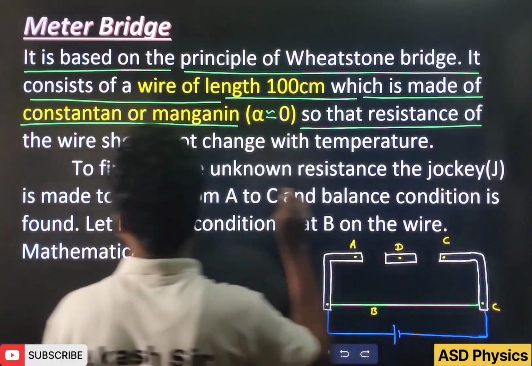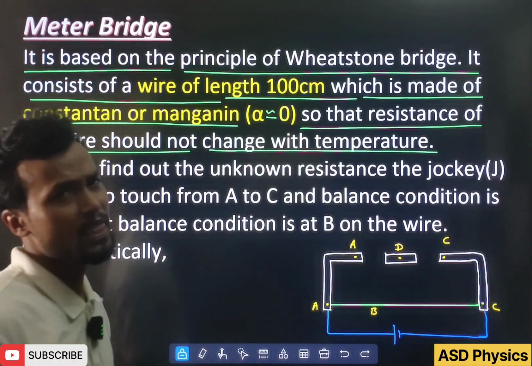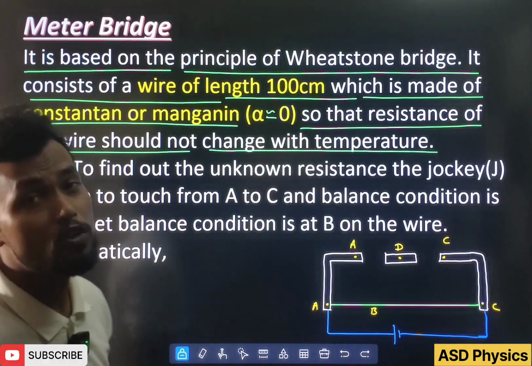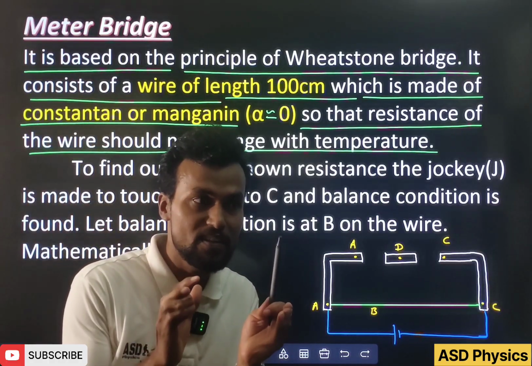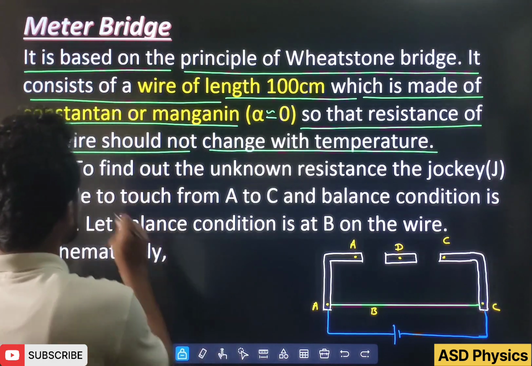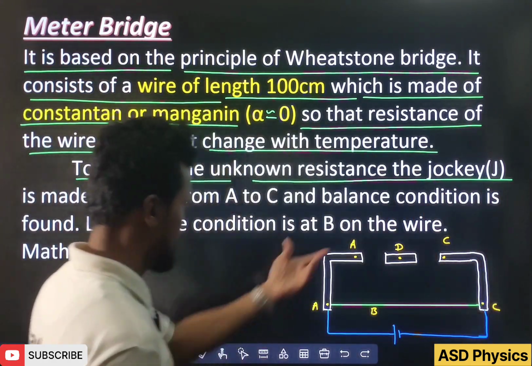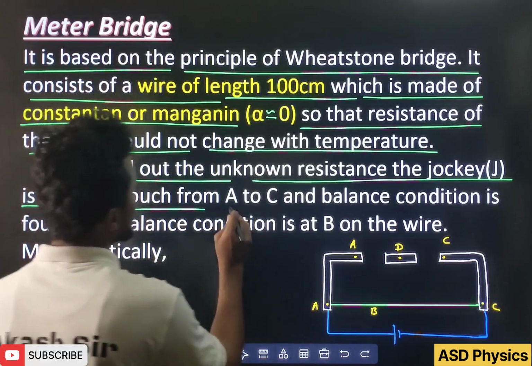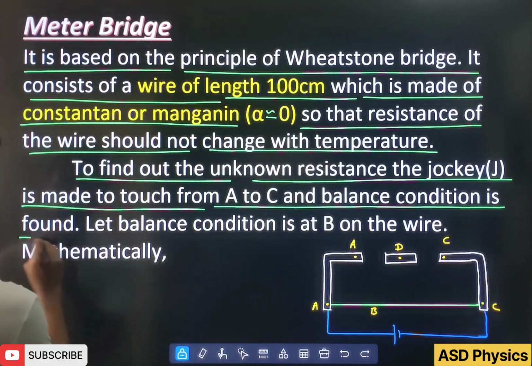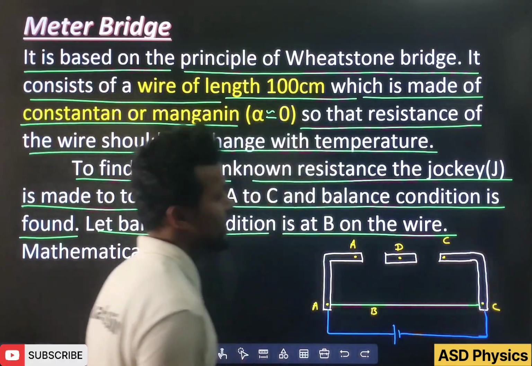So the resistance of the wire should not change with temperature. When alpha is nearly 0, the resistance of this wire will not change with temperature, and the balancing condition will be very perfect and error will not be there. Now, to find the unknown resistance, the jockey J, which I'll show in the diagram, is made to touch from A to C, and the balance condition is found. Let the balance condition be at B on the wire here.